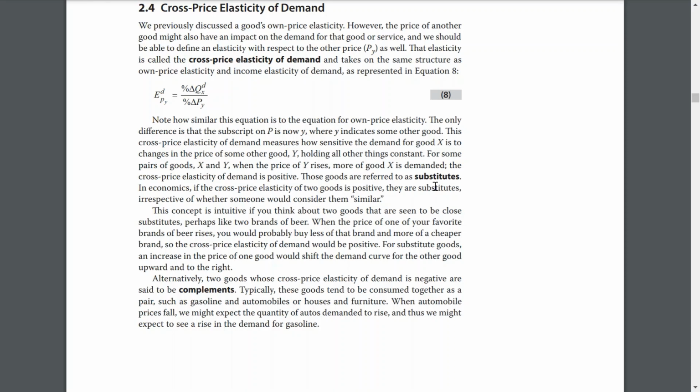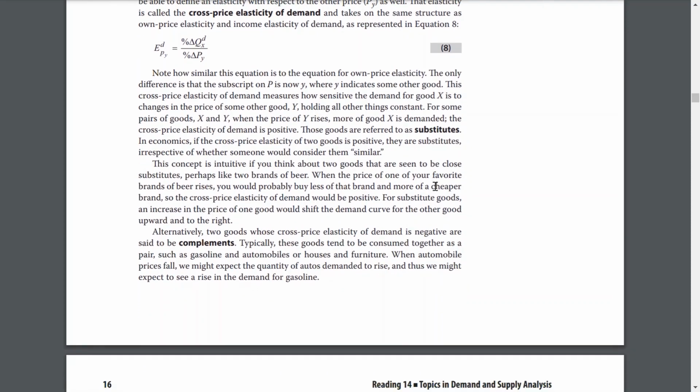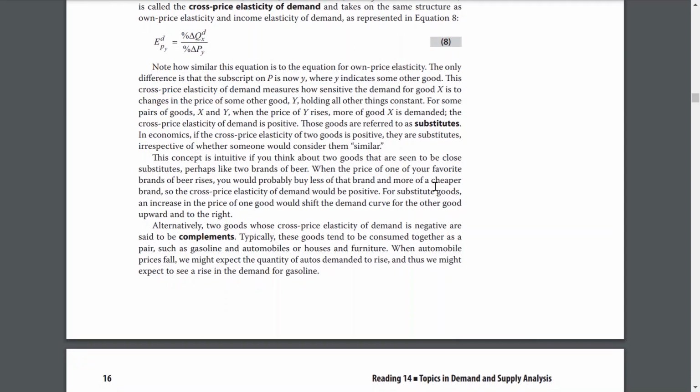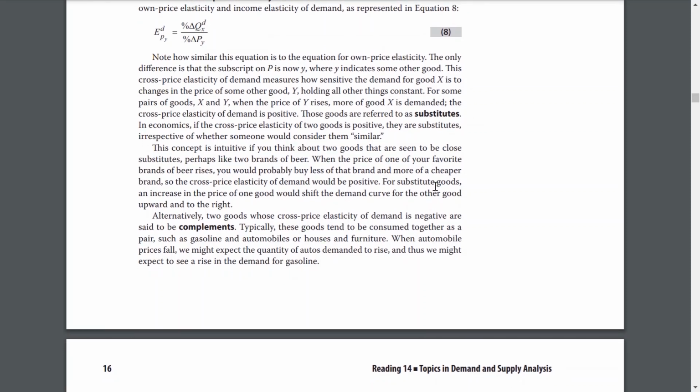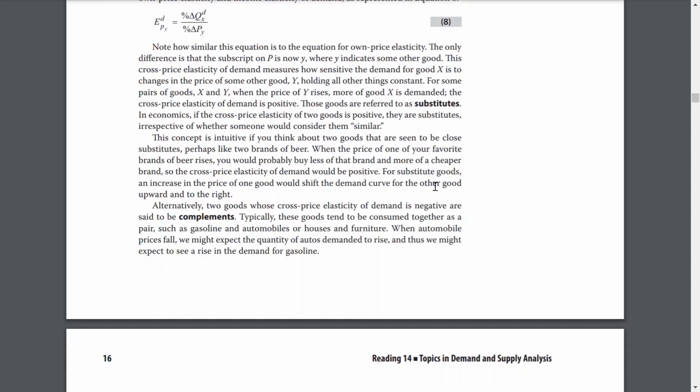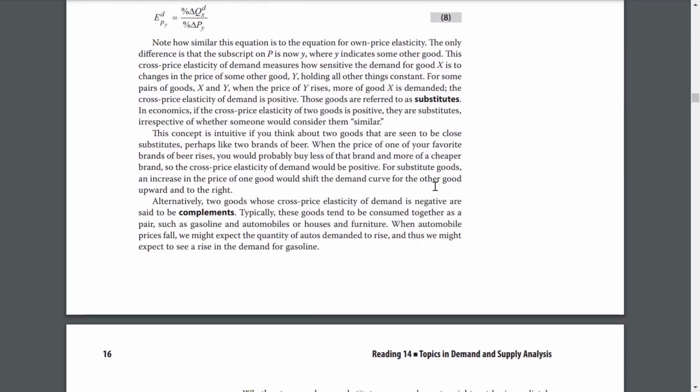This cross-price elasticity of demand is positive. The goods are also referred to as substitutes. In economics, if the cross-price elasticity of two goods is positive, they are substitutes, irrespective of whether someone would call them similar. This concept is intuitive if you think about two goods that are close substitutes, perhaps two brands of beer. When the price of your favorite beer brand rises, you will probably buy less of that brand and more of a cheaper brand. So the cross-price elasticity of demand will be positive for substitute goods. An increase in the price of one good will shift the demand curve for the other good upwards and to the right.